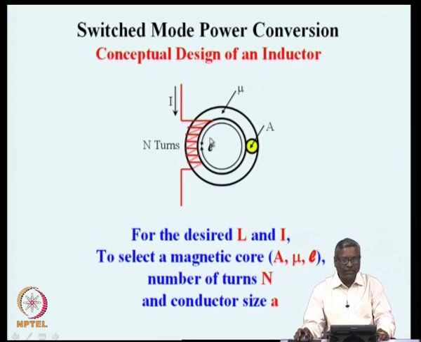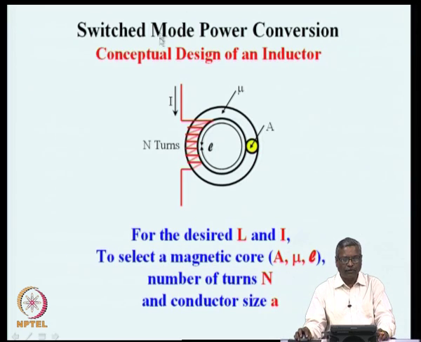Now, the conceptual design of an inductor is as follows. For a desired value of inductance and current, if you wish to build an inductor of L Henry capable of carrying a current of I, then it is necessary to build a magnetic circuit, and this magnetic circuit has a core which is called the magnetic core, and the core typically has an area of cross section, a material property which is permeability, and a length. And then we must also know how many turns of wire to put and what will be the conductor size of this wire, A.